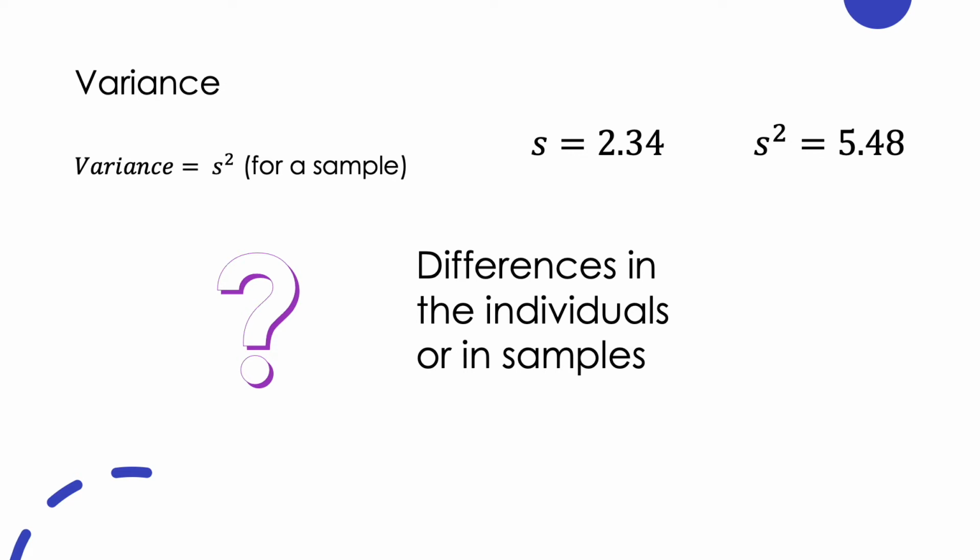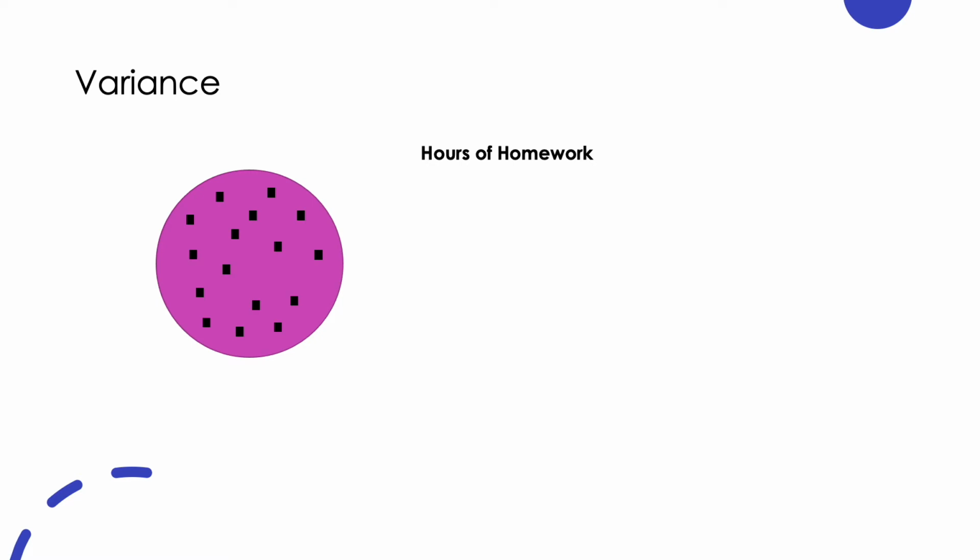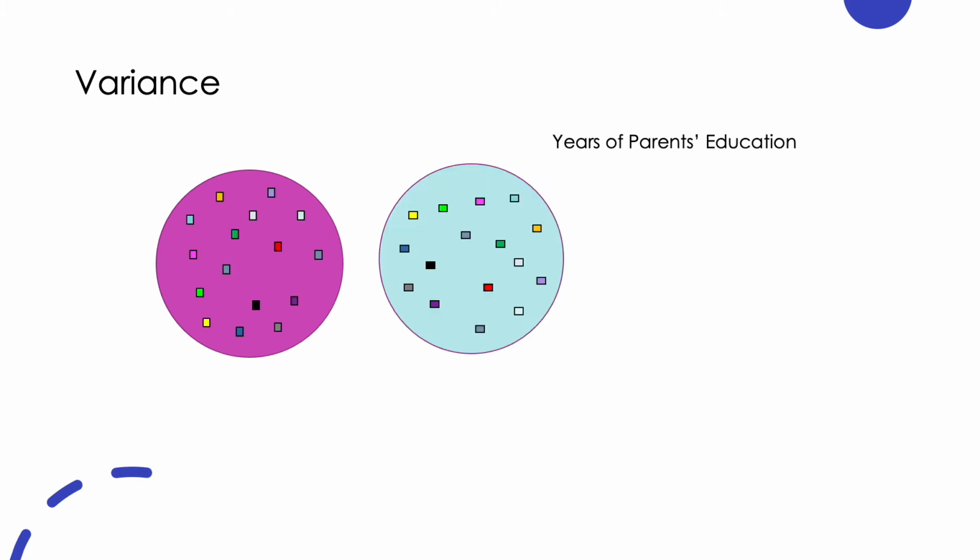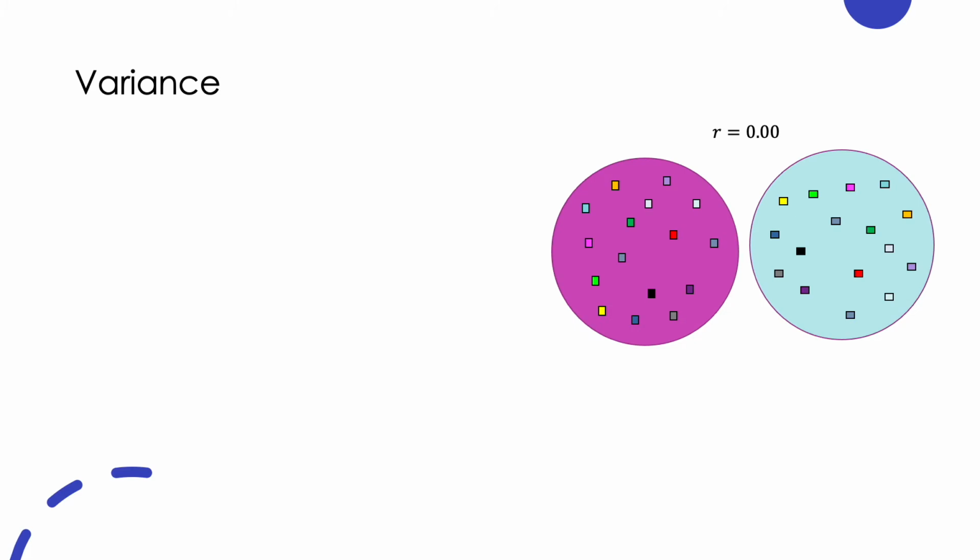So let me give you a conceptual example. If I look at the group of students from which I collected the data on their hours of homework, I would find a lot of variability. Every student contributes different things to the group. And if I want to see if there's a relationship between the hours of homework students do and the number of years of education their parents have, I'm introducing variability in the parents group too. Perhaps there is no relationship between these variables.